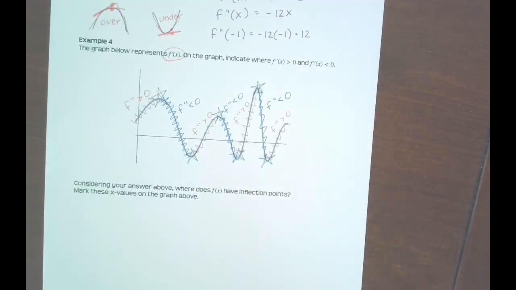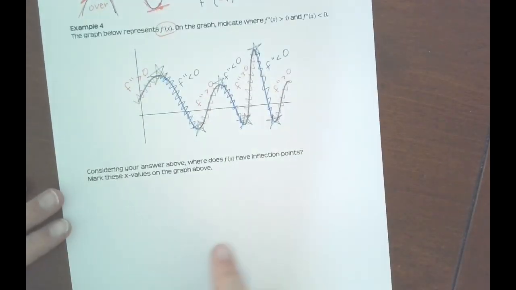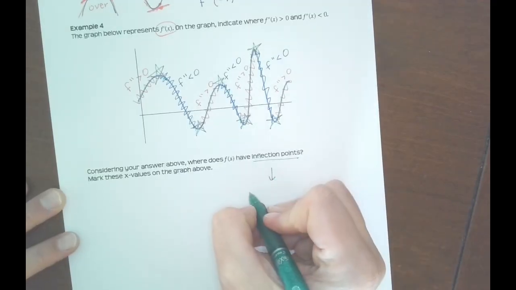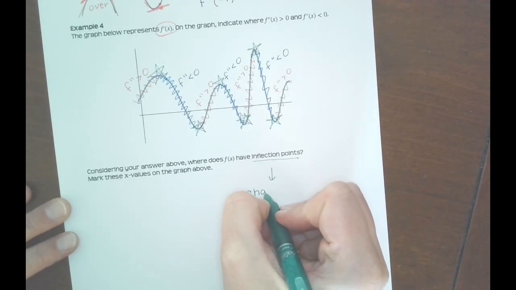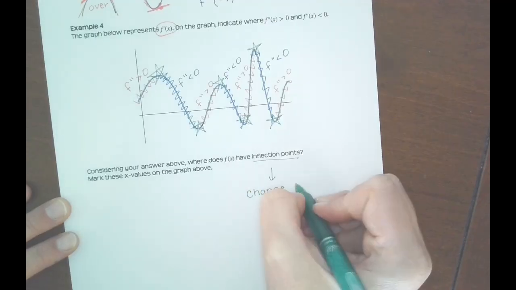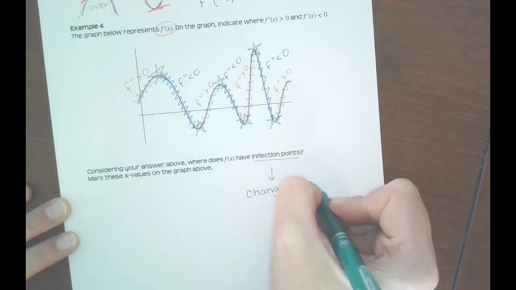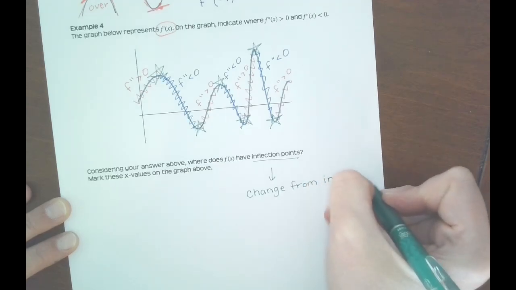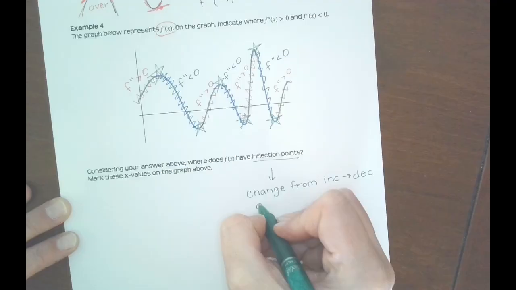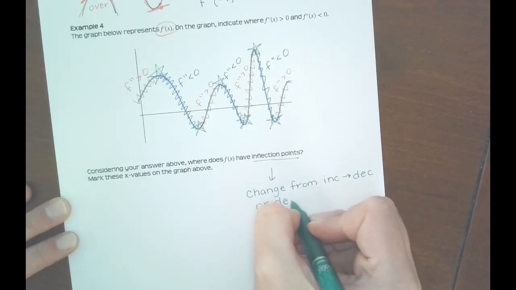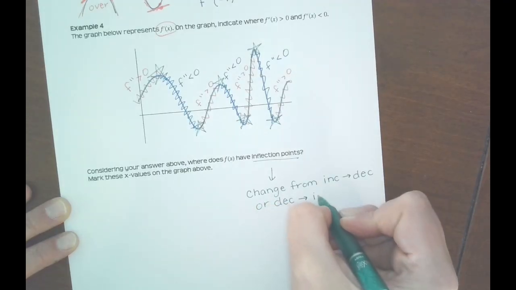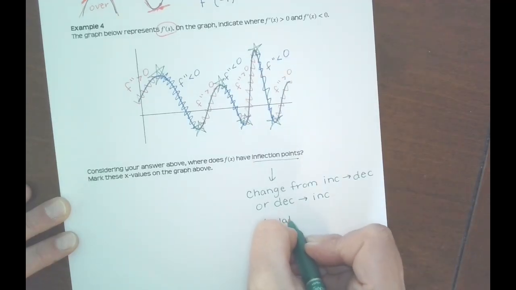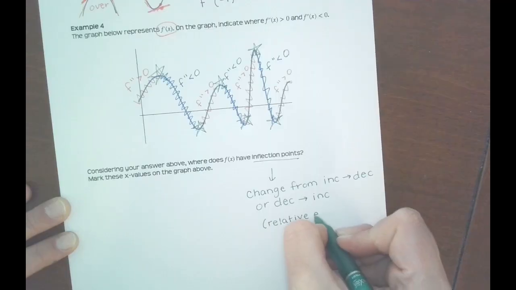direction is changing, okay? So to answer this question down here, the inflection points occur when there is a change from increasing to decreasing, or decreasing to increasing, right? Where that direction changes. In other words, it's where you have your relative extrema, maxes and mins.